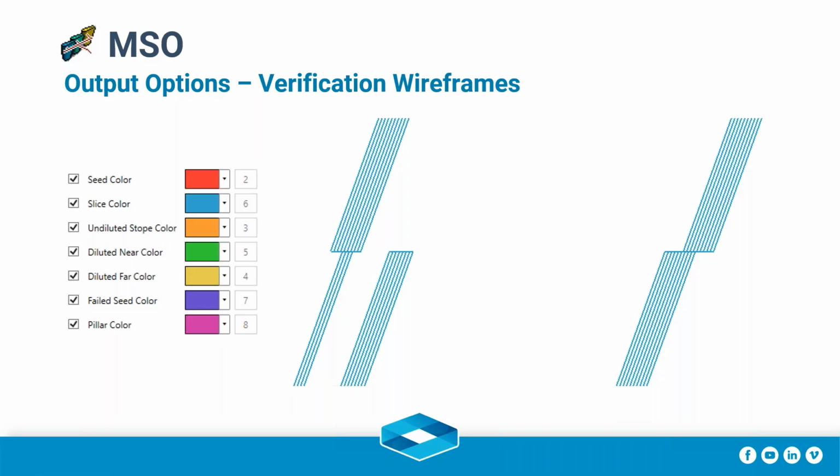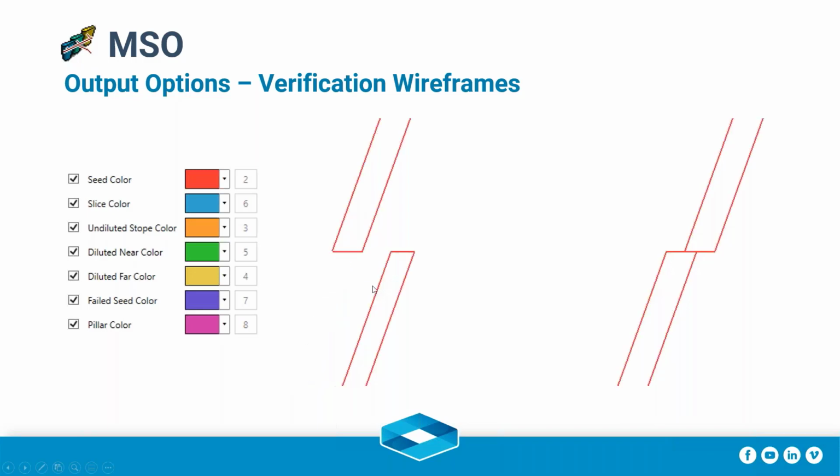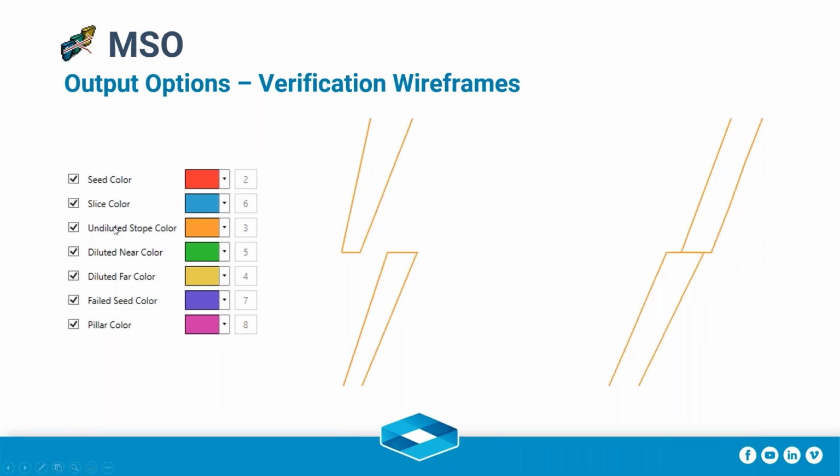The next step is to analyze which of these slices will be mineable or not. We define the minimum width in the parameters. For example, this one doesn't respect the minimum width, so the next step will exclude that piece from our shapes. Then the next step is to see if the seeds, these red outlines, respect all the parameters we put in, so minimum dip, minimum strike, and so on. And from these seed shapes, we have the new shapes, this undiluted stope color, that will respect all the parameters we set.